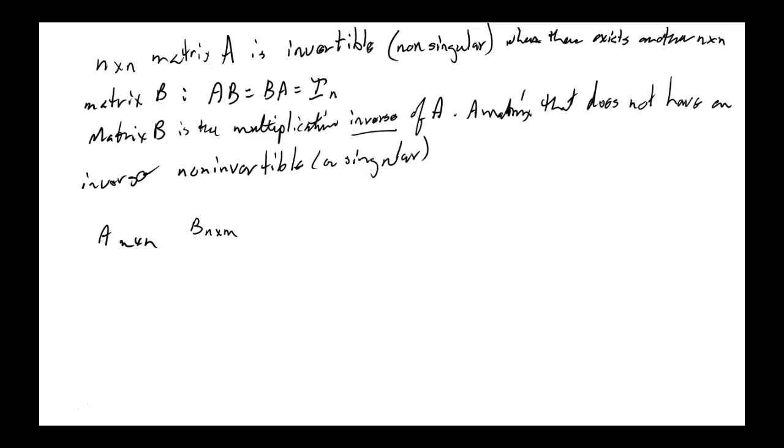If m is not equal to n, okay? So the product of those two would be an m by m, but the product of B, n by m, times A, which is m by n, would be an n by n. So they couldn't possibly be the same if m's not equal to n. No way, okay?